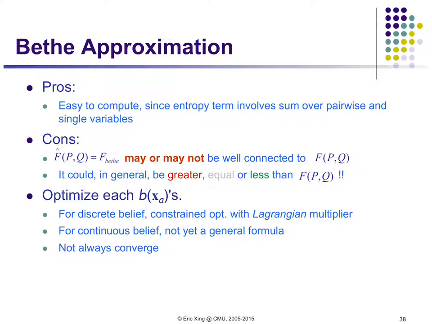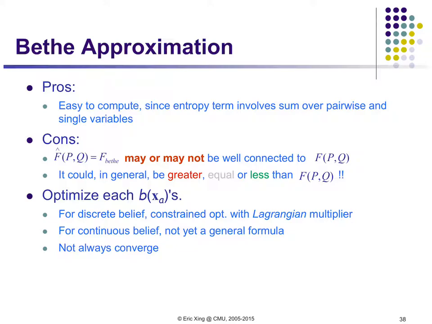This method has a bunch of pros and cons. The pro is that it's easy to optimize, because all I need is to write it as a cost function and optimize it. The bad thing about it is that we don't know the relationship between F and F hat. Whenever we are optimizing F hat, I pretended that the graph is a tree, even though it's a loopy graph, and I just followed the same procedure. So we don't know the relationship between F hat, the Bethe energy, and F. We don't know it's always lower than the actual F. We don't know it's always higher than that.